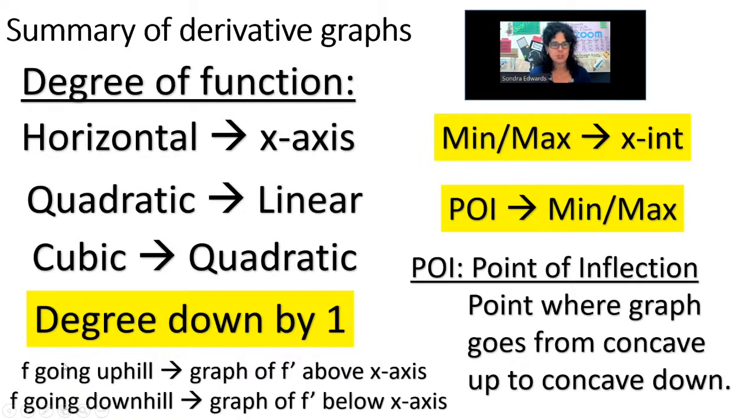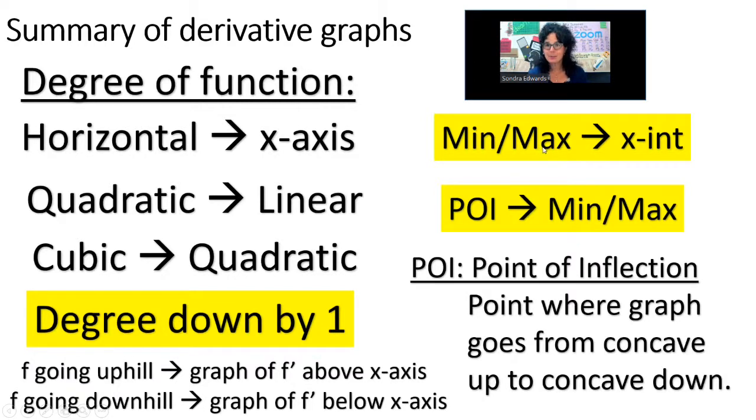Okay, other observations we made. F going uphill. So if the original function is increasing, then the graph of f prime is going to be above the x-axis in that section. Because positive slopes, right, increasing, then our y-coordinates will be positive, so our points will be plotted above the x-axis. And similarly, if f is going downhill, in other words, f is decreasing, then the slope of the tangents to something that's decreasing is going to be negative. So as you plot points where the y-coordinates are negative, the graph of f prime is going to be below the x-axis.